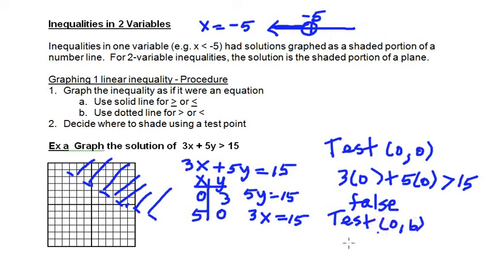So when I let x equal 0, in the original inequality, 3 times 0 plus the y value, 5 times 6. And is that greater than 15? And the answer is yes. 5 times 6 is 30, which is greater than 15, so that's true. And the point (0, 6), which is up here, is in the true region, and it's on the shaded side as we expected.